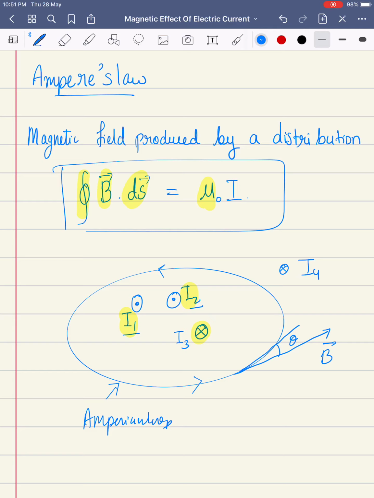Whenever we integrate over a length dl, we get the component of the magnetic field along the length dl. What does length dl mean? This is a small length dl. These are small lengths, okay?